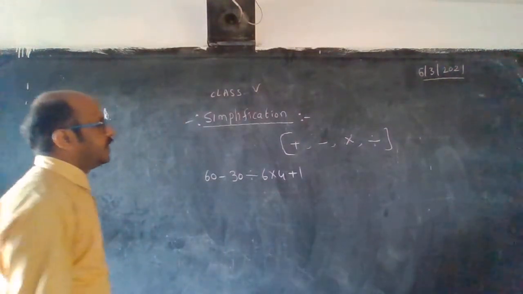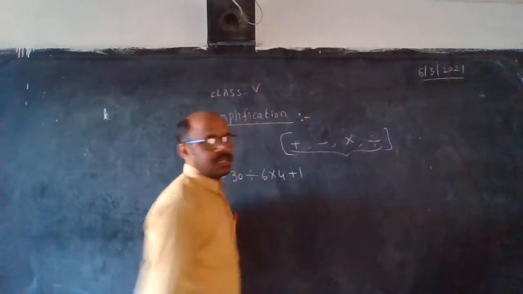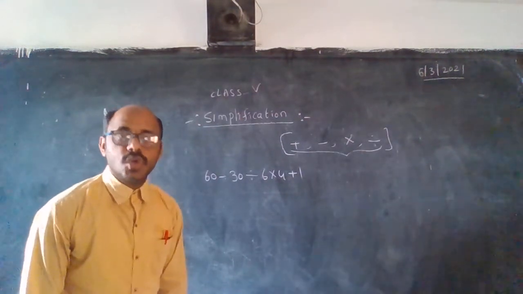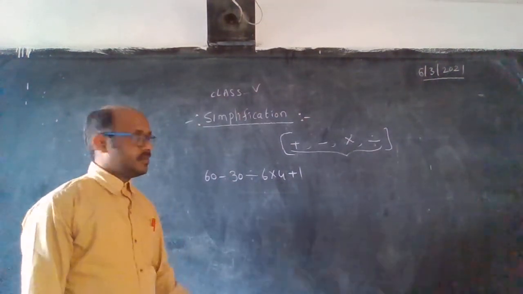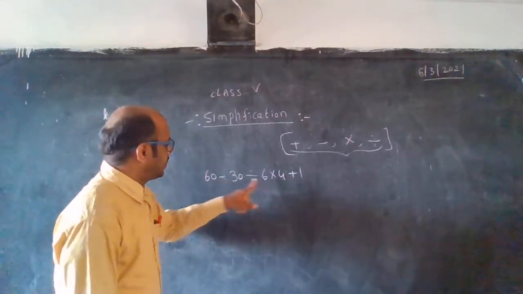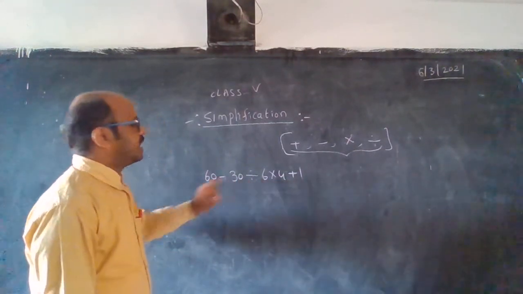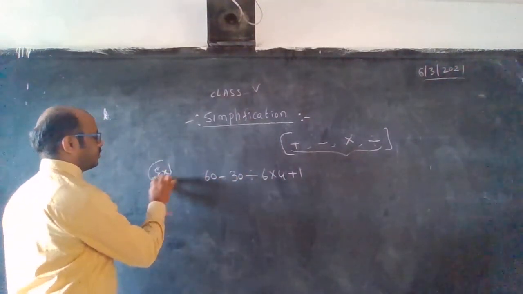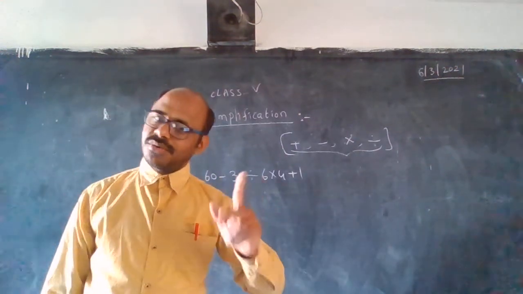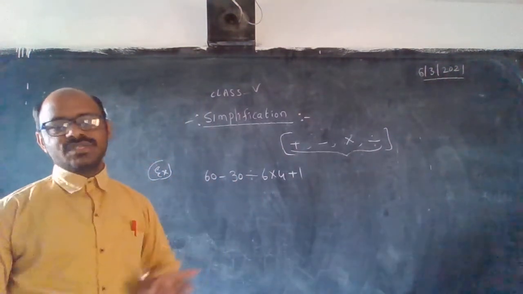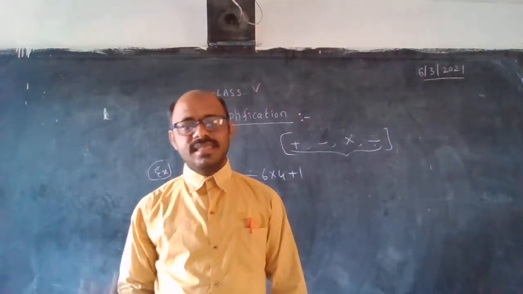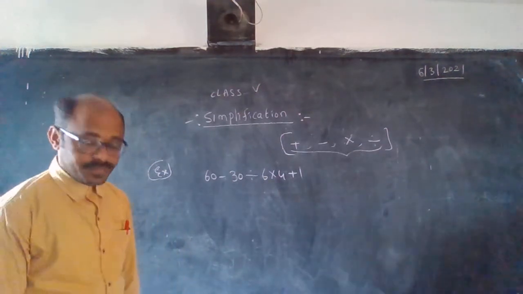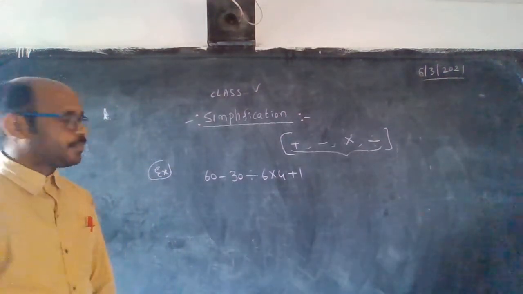See children, just now I told you all 4 operation symbols come together. Addition is there, subtraction is there, multiplication is there, division is there. All are in one sum only. How to do this? Till now we did not get questions like this. If a question gives addition directly, subtraction directly, multiplication directly, and division directly, how do we do it?